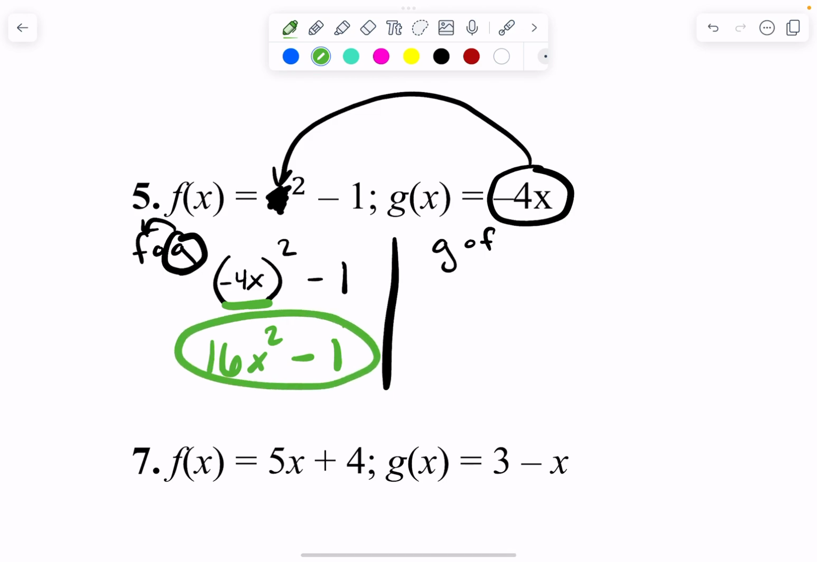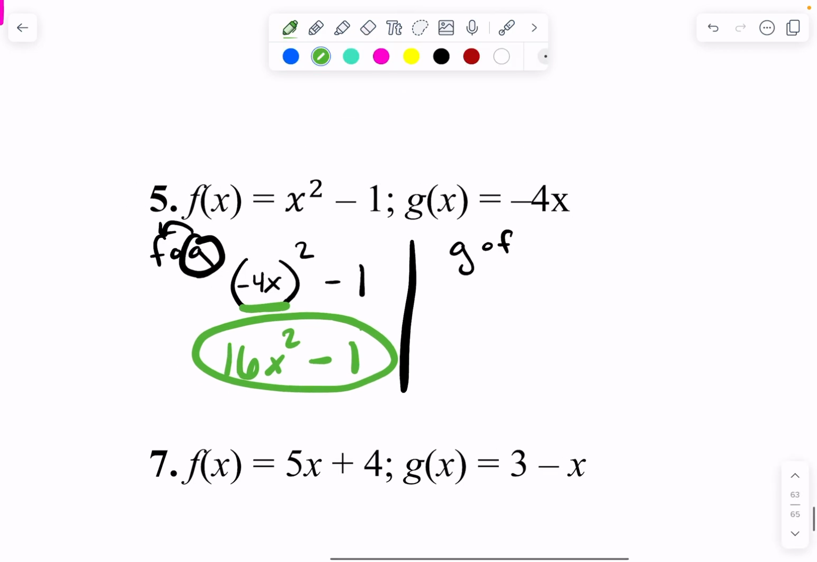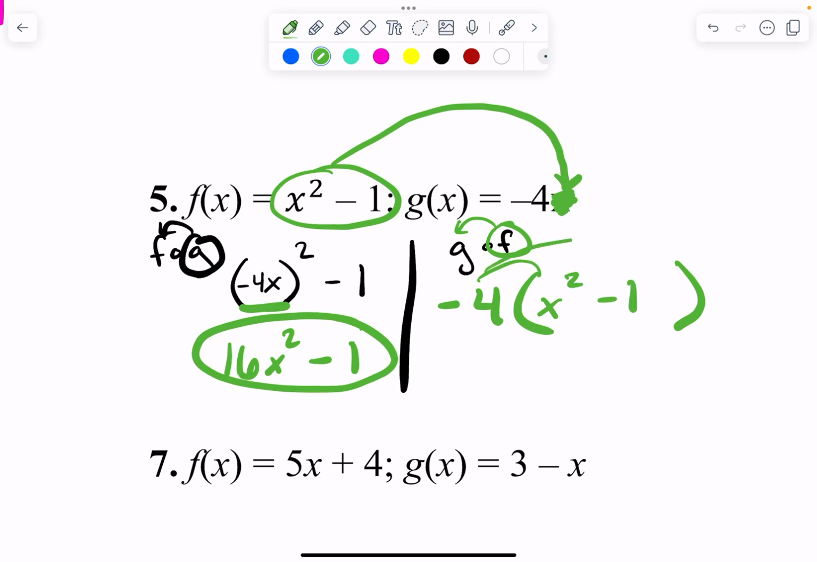Okay. This one, I'm going to go the other direction. I'm going to take the F and put it into the G. So this stuff is going into here, and it's going to cross that X off. So I've got negative 4 times x squared minus 1, and I can distribute my negative 4 through.